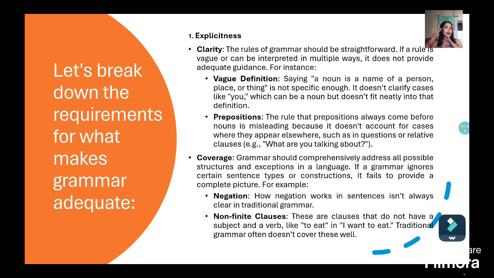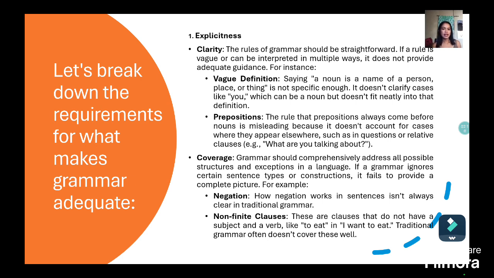Let's go to prepositions. The rule that prepositions always come before nouns is misleading because it doesn't account for cases where they appear elsewhere, such as in questions or relative clauses. Example: What are you talking about?